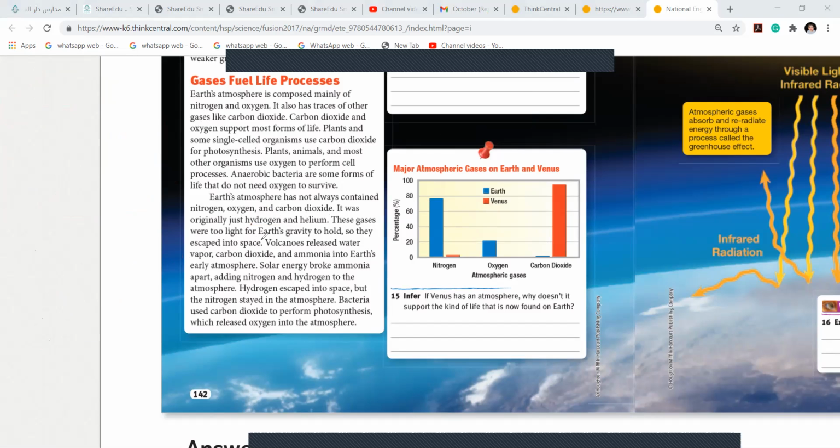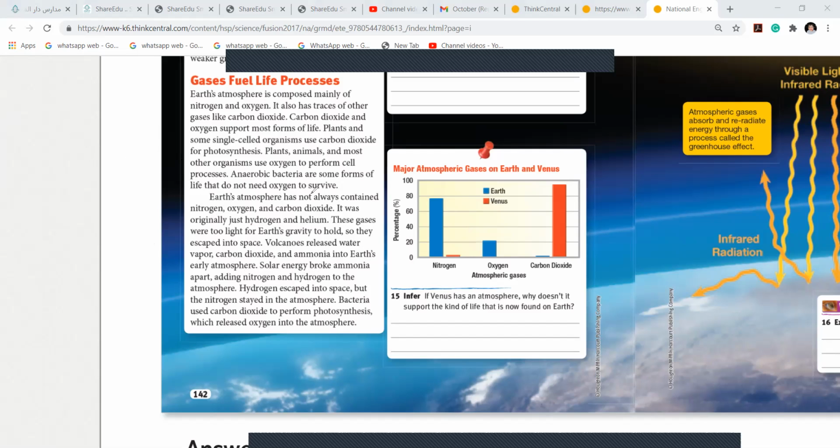So these gases were too light for the Earth's gravity to hold, so they escaped into space. Helium is a very light gas. That's why balloons easily fly away. Volcanoes release water vapor, carbon dioxide, and ammonia into Earth's atmosphere. Girls, ammonia and all this you don't need to know. You just need to know these gases, what I wrote, and you need to know that even helium and hydrogen are present, but they escaped.